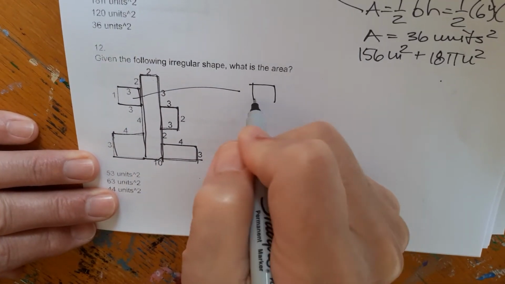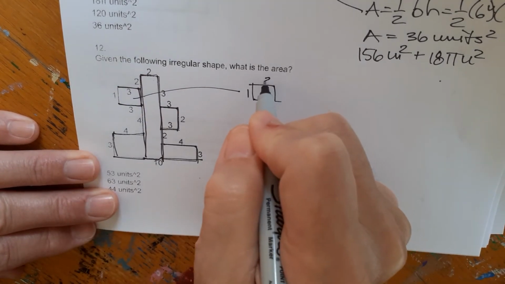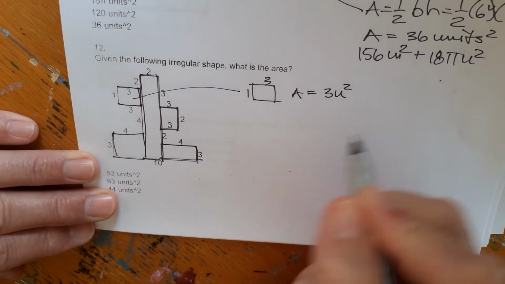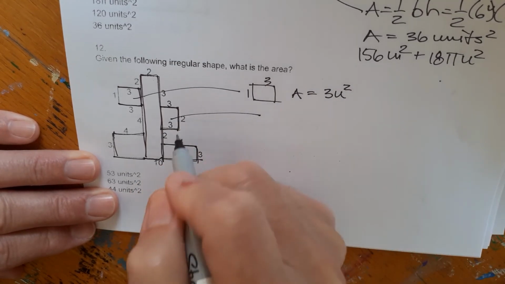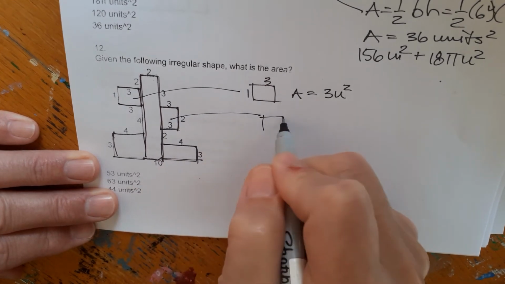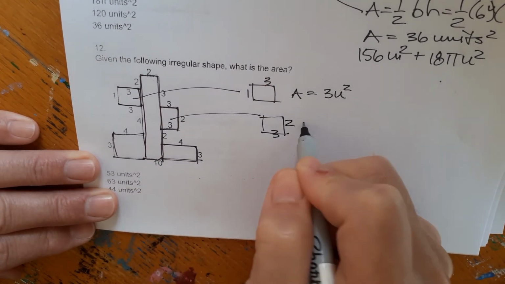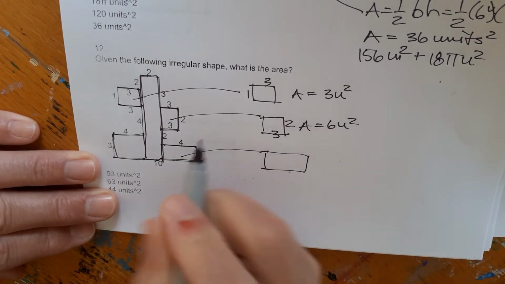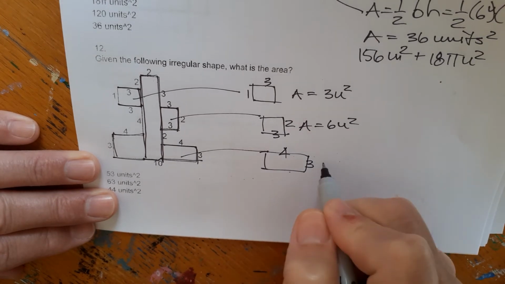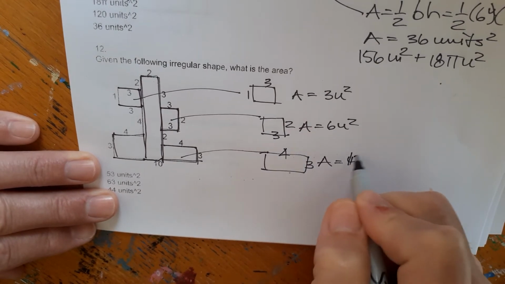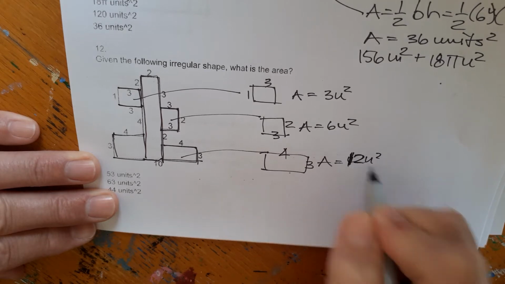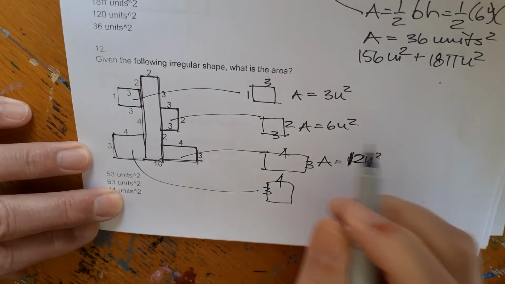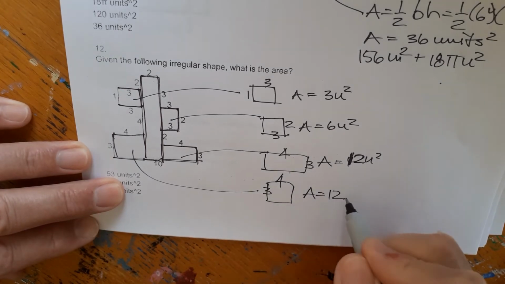Let's take this one. A 1 and a 3. So area equals 1 times 3 is 3. Do they tell us units? Units squared. All right, let's take this one. 2 times 3 looks like. 2 times 3. Area equals 6 units squared. Let's take this one. 4 times 3. So 4 by 3. So area equals 4 by 3 is 12 units squared. This one here looks like a 4 and a 3. So area equals, again, 12 units squared.